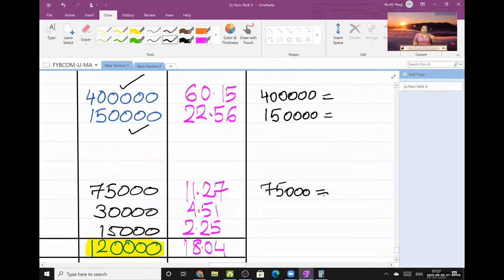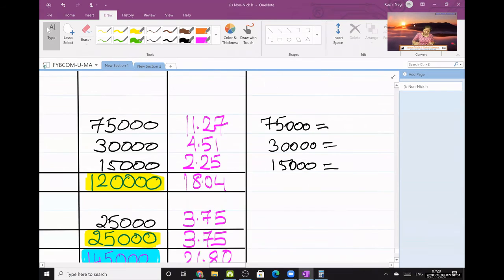Clear ना? न्यूमरेटर चेंज होता जाएगा तो वही हम रीटाइप करते हैं. 75,000 plus equal to 11.278. You can make it 11.27 or you can make it 11.28. Okay. Then 30,000 plus equal to 4.51. Next 15,000 plus equal to 2.255. You can make it 26 also. ठीक है, या 255 भी रखोगे चलेगा. Then type 1,20,000 plus equal to. So 18.04.